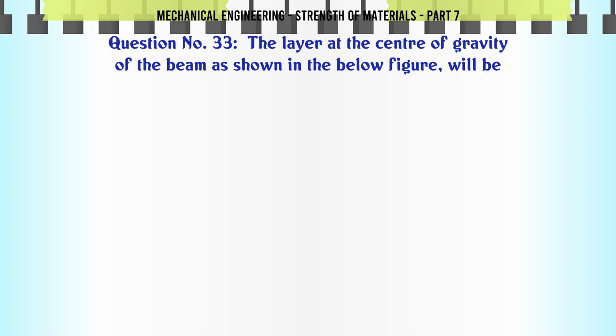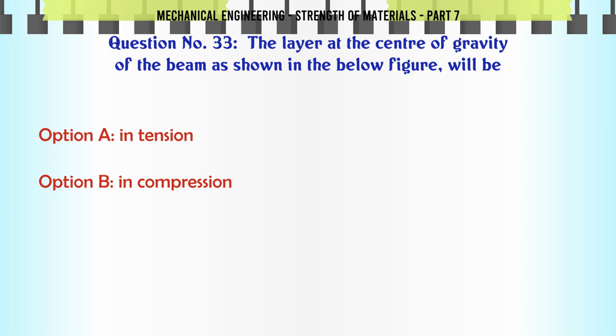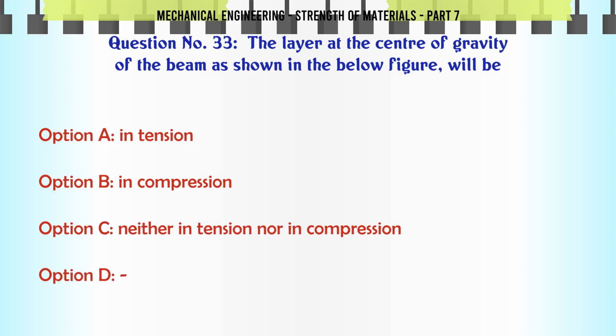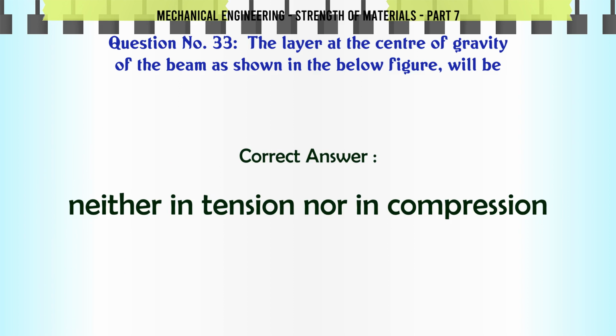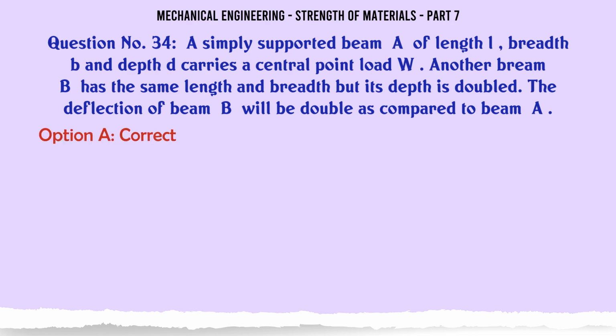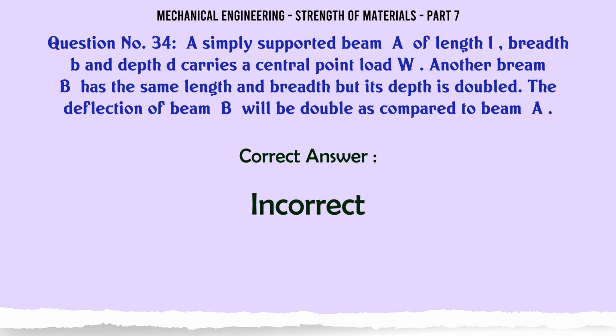The layer at the center of gravity of the beam as shown in the below figure will be: A. in tension, B. in compression, C. neither in tension nor in compression. The correct answer is neither in tension nor in compression. A simply supported beam A of length L, breadth B and depth D carries a central point load W. Another beam B has the same length and breadth but its depth is doubled. The deflection of beam B will be double as compared to beam A. A. Correct, B. Incorrect. The correct answer is incorrect.